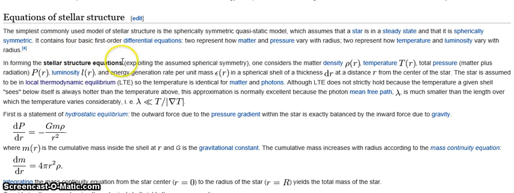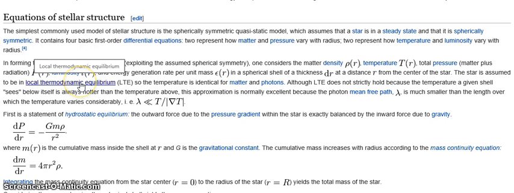In forming the stellar structure equations, exploiting the assumed spherical symmetry, one considers the matter density, temperature, and total pressure, matter plus radiation, the luminosity and energy generation per unit mass, in a spherical shell of thickness at a distance from the center of the star. The star is assumed to be in local thermodynamic equilibrium, so the temperature is identical for matter and photons.